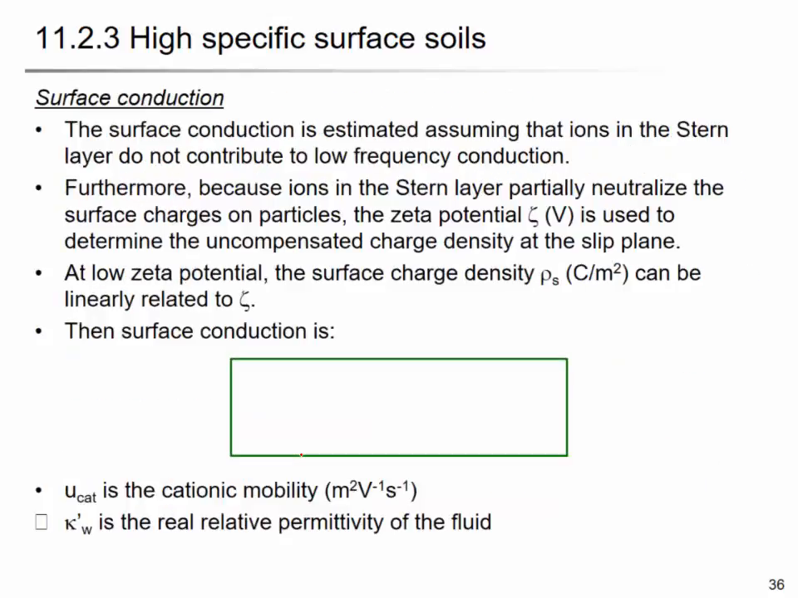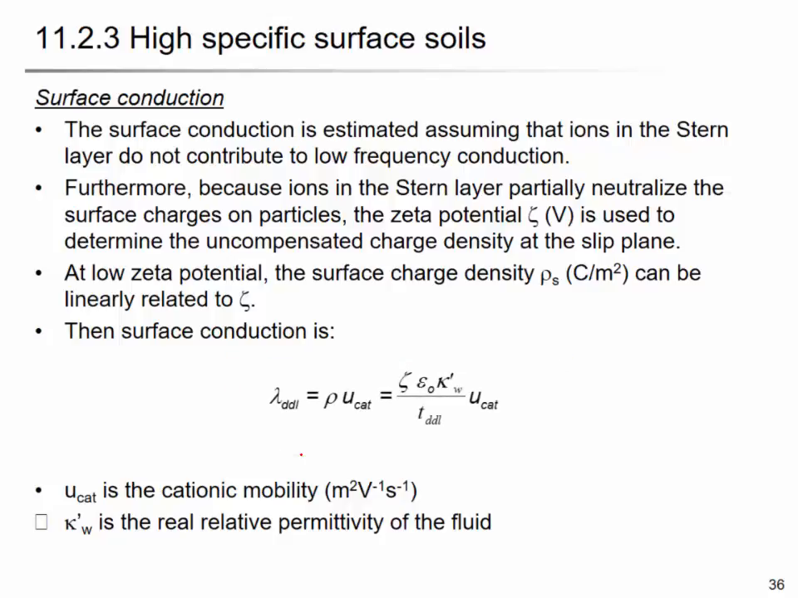Surface conduction can also be estimated using the zeta potential, and here we use lambda. The lambda is the surface conduction by the diffuse double layer, sigma is the surface charge density, rho s, and u cat is the cation mobility. Using this we can calculate the surface conduction theoretically.